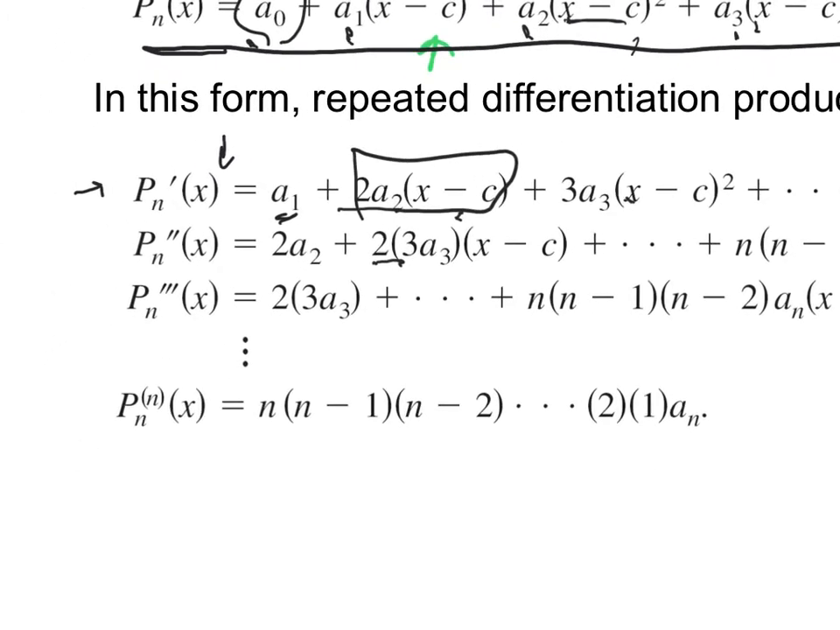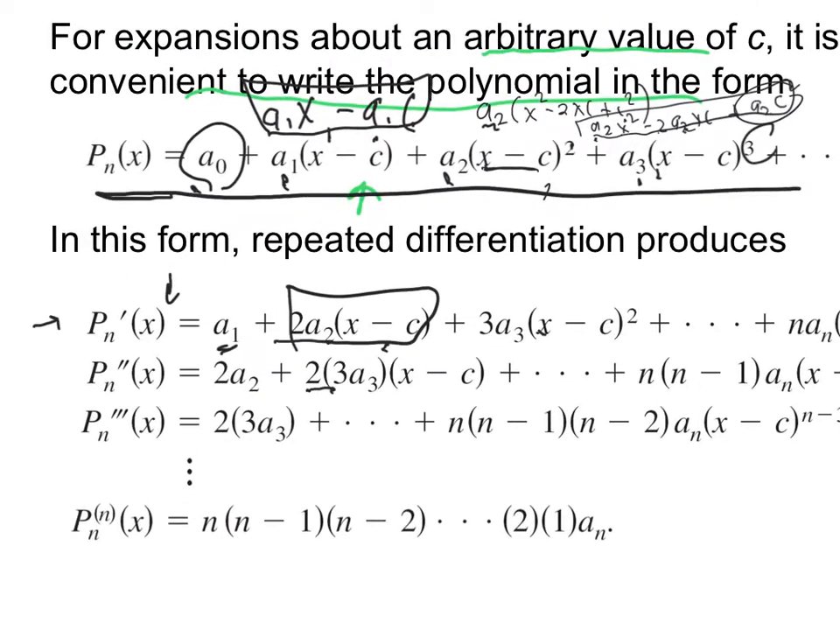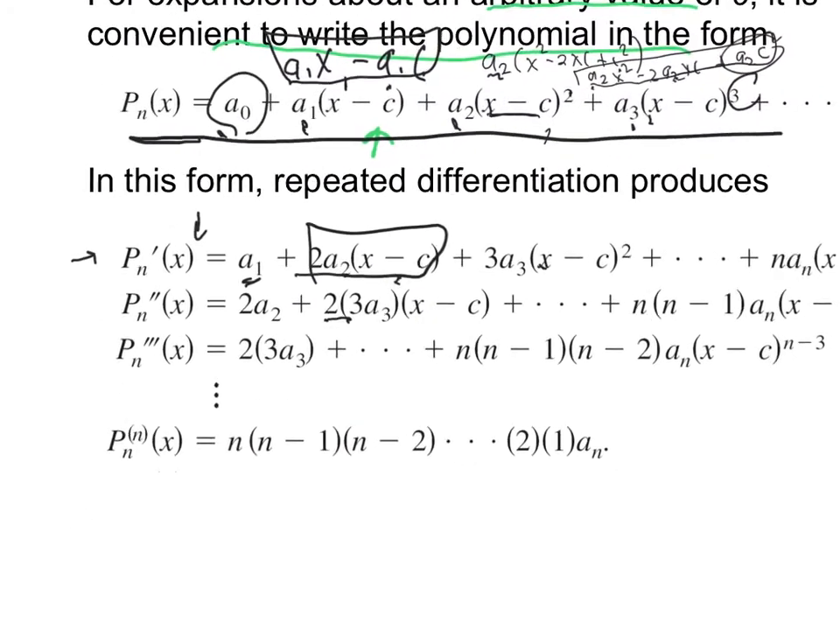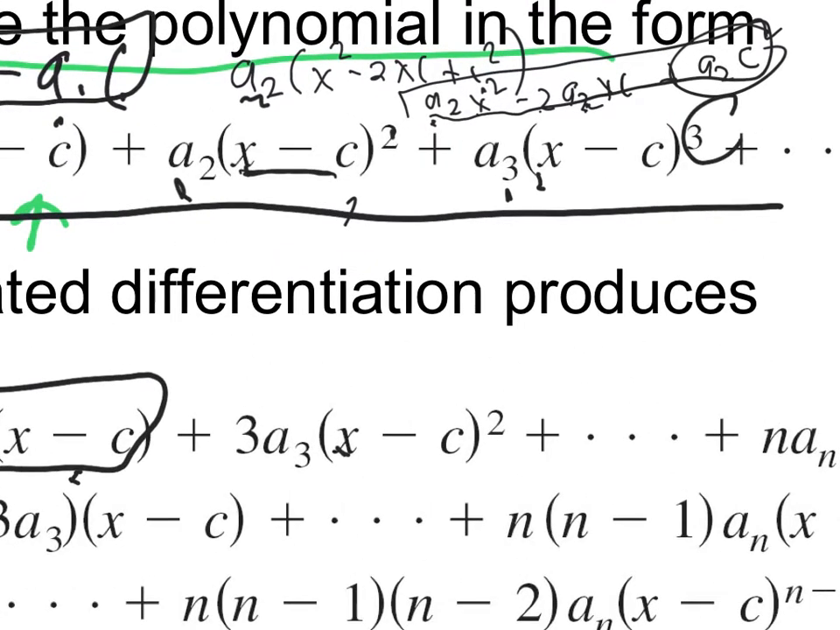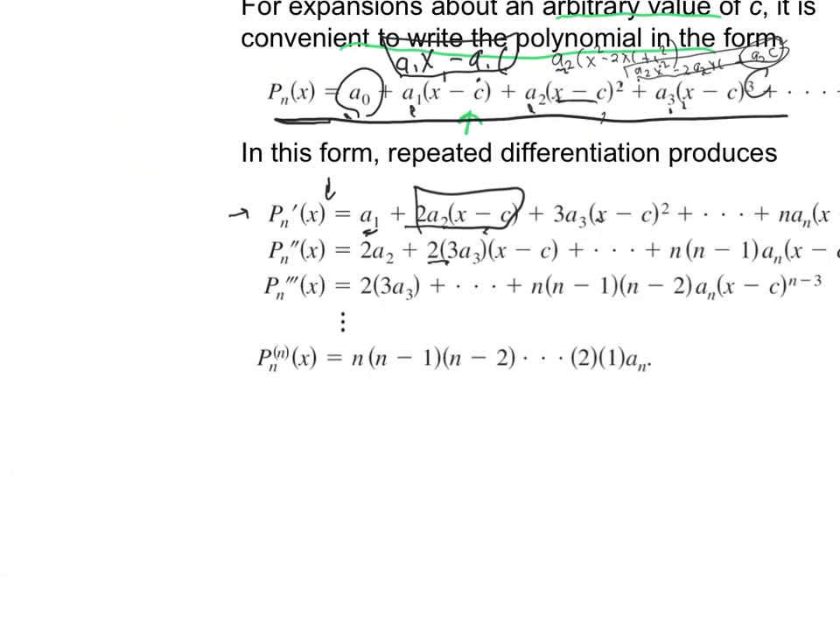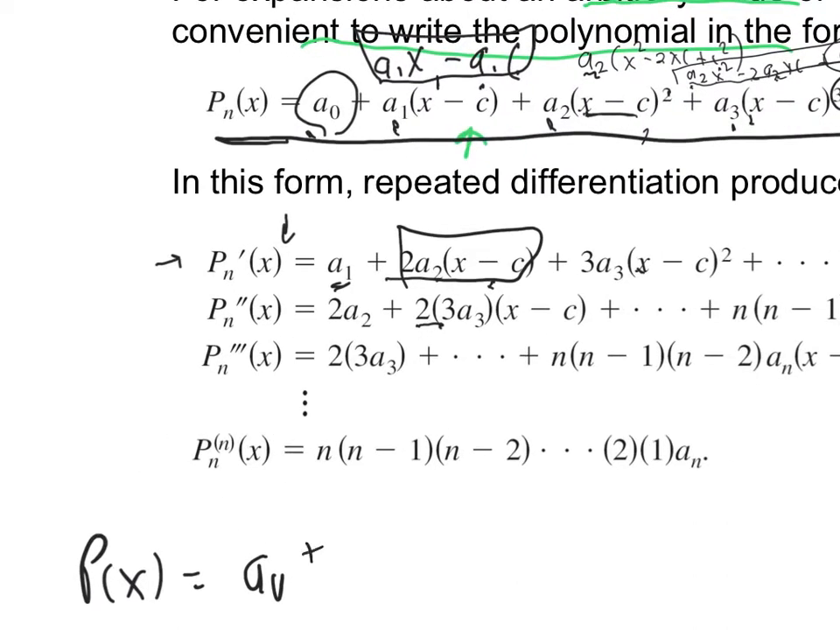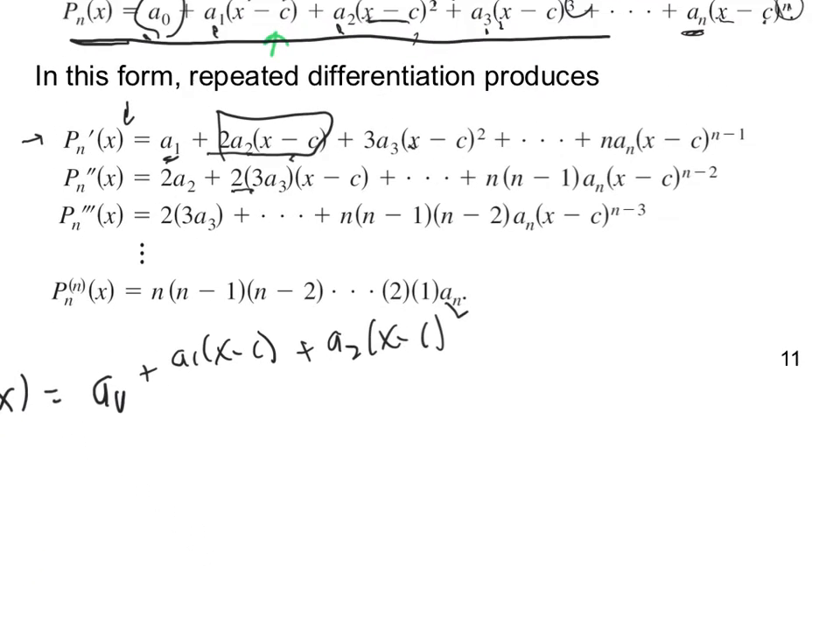Okay, let's see here. Let's try to do it. Maybe we can even do it without expanding it. That's what we can do here. I'm going to make it bigger. P of x is a sub 0 plus a sub 1 times x minus c plus a sub 2 times x minus c squared, plus a sub 3 times x minus c cubed, and so forth.